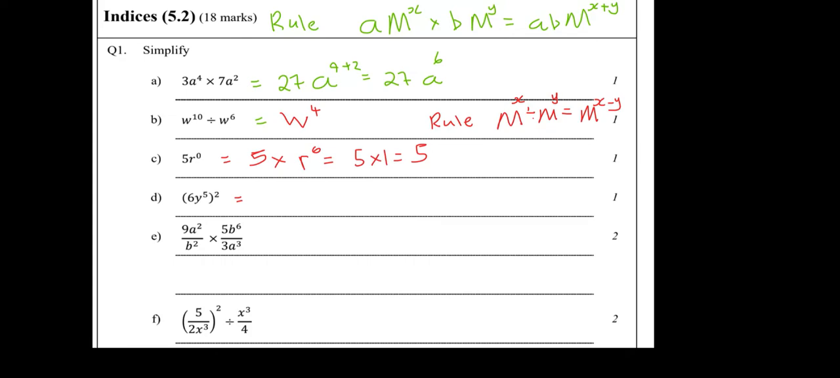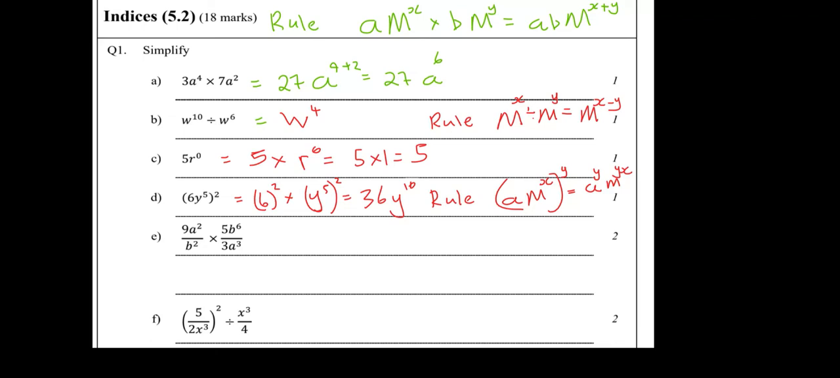This is the same as doing, well, let's look at the rule first. If we have a m to the x, all to the y, that is simply a to the y, m to the y, x. So using that principle, we have got 6 squared multiplied by y to the 5 squared, which is 36 y to the 10.